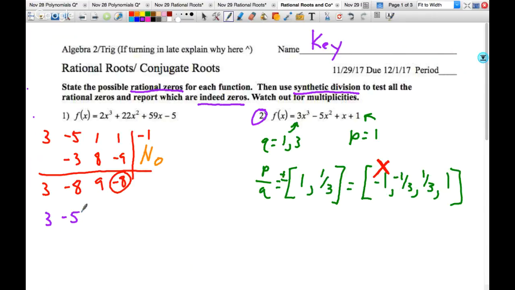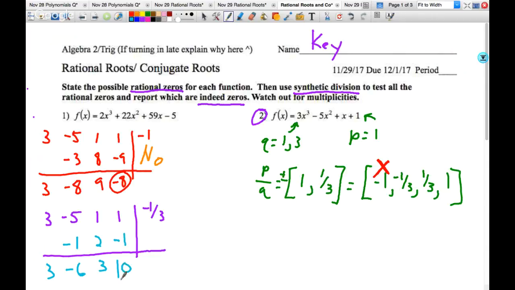Let's check the next one. We need that same list of coefficients: 3, -5, 1, 1. This time I'm going to check if -1/3 is a root. Let's add the column: 3. 3 times -1/3 would be -1. -6, +2, +3, -1, 0. This is a root. Yes, we got a remainder 0. It means it is a root. I'll put a big check mark over here in my list.